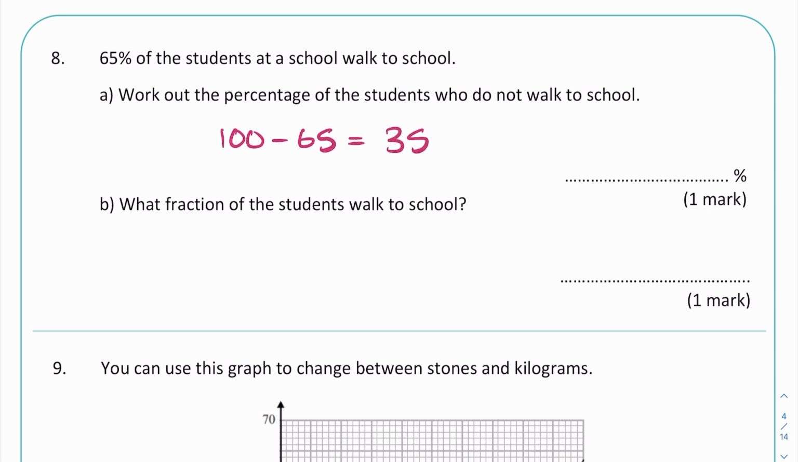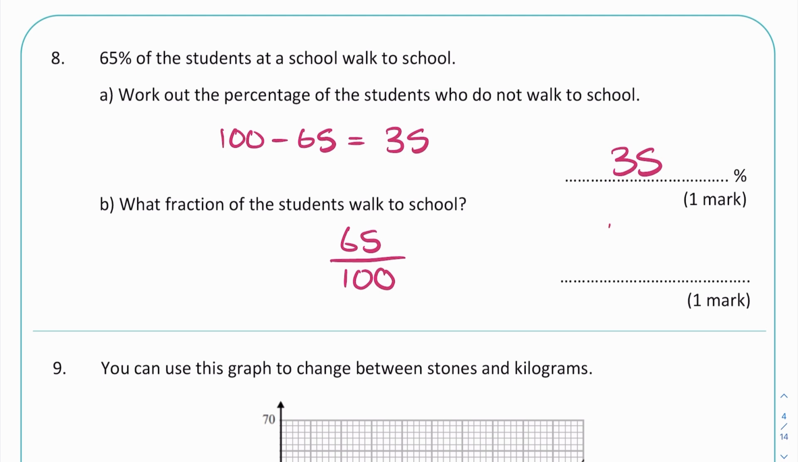So that'd be 35% that do not walk to school. It says what fraction of the students walk to school. Well, we know 65% walk to school. That's 65% out of the total 100%. So that'd be 65 over 100.